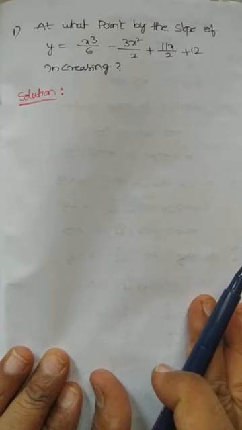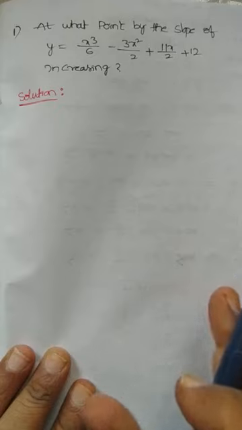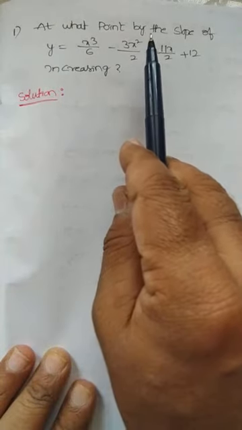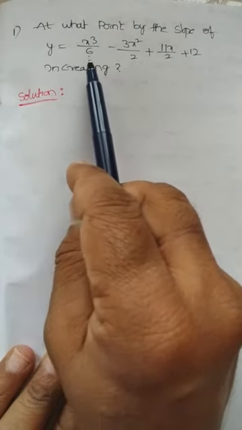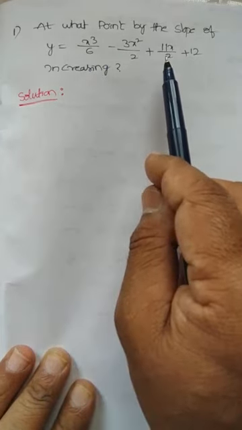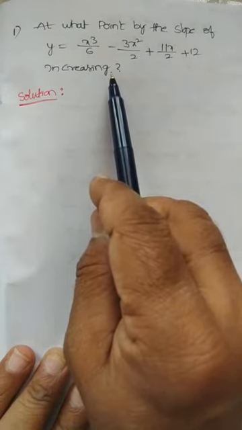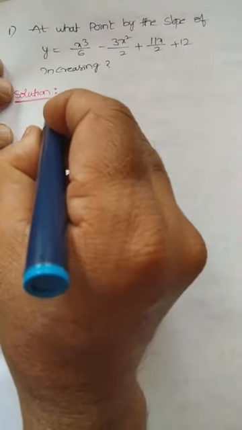So we are in the topic of increasing and decreasing functions. So today we are going to solve some more problems on that topic. Today's first problem is: at what point is the slope of the curve y = x^3/6 - 3x^2/2 + 11x/2 + 12 increasing? So we have to find that. Let us see the solution of it.